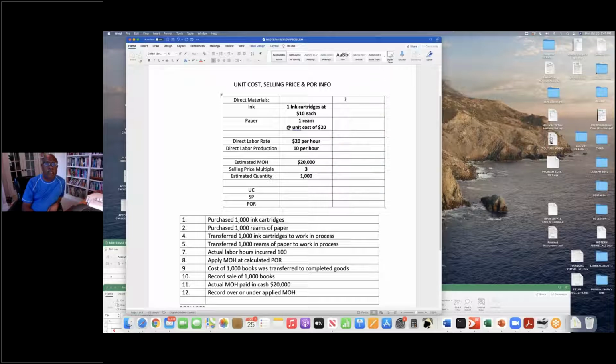Suppose we insert the column to the right. So there are a number of ways to do it. And why don't we start with ink? So we've got the components of unit cost: direct materials, direct labor, and the manufacturing overhead. Okay. So we're just going to put it right here side by side to see if we can get this unit cost done.